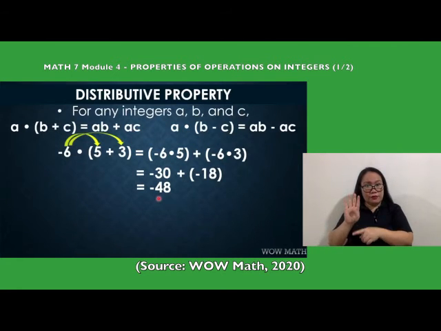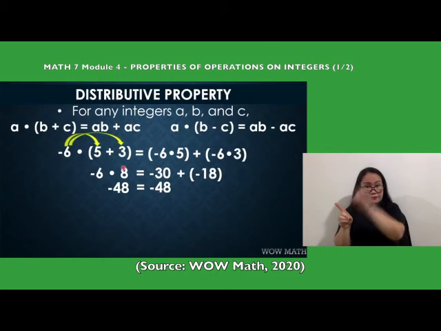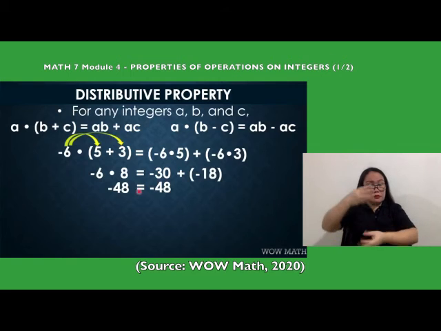Now, let us see. Tingnan nga natin kung makukuha natin ng negative 48 kung hindi natin gagamitan ng distributive property. So, ito yung original, diba? So, let us see kung negative 48. So, 5 plus 3, that is 8. And then, bring down negative 6. Now, negative 6 times 8, that is negative 48. So, as you can see, using distributive property, ganun pa rin ang makukuha nating sagot. So, therefore, distributive property under addition is true.